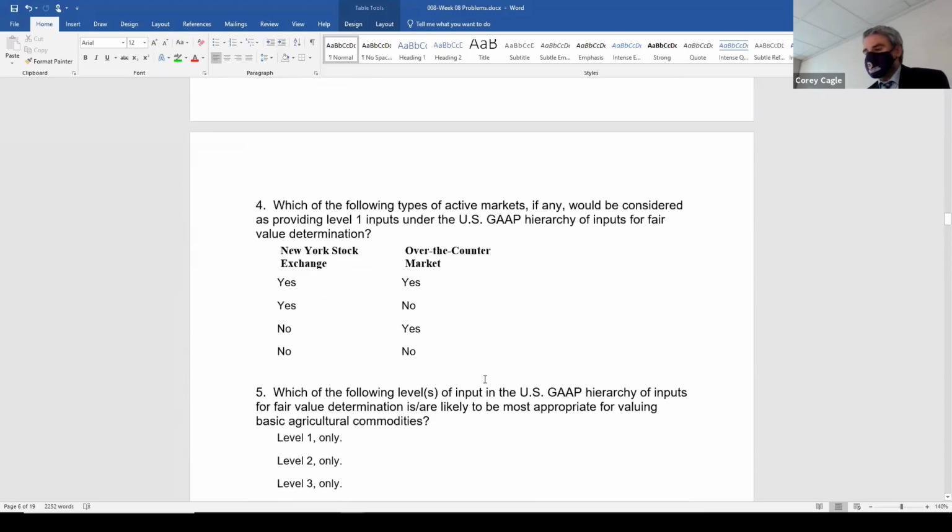Which of the following types of active markets could be considered as providing level 1 inputs? New York Stock Exchange, absolutely. Over-the-counter market doesn't sound on the surface like it would be, but over-the-counter market is just things like stocks, commodities, currencies, and so on. They're traded directly between 2 parties without a central exchange or broker. There's no physical location. Trading's done electronically, but it absolutely works fine for level 1 inputs. So there you go.